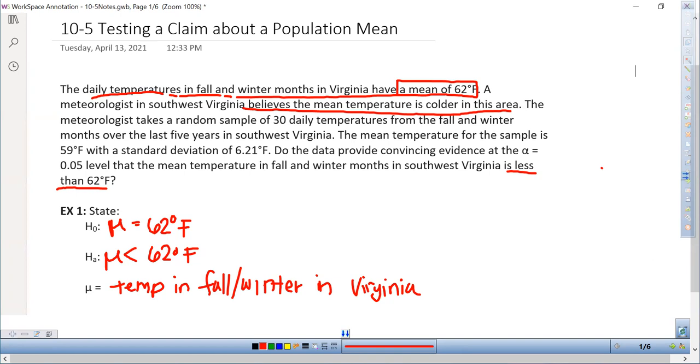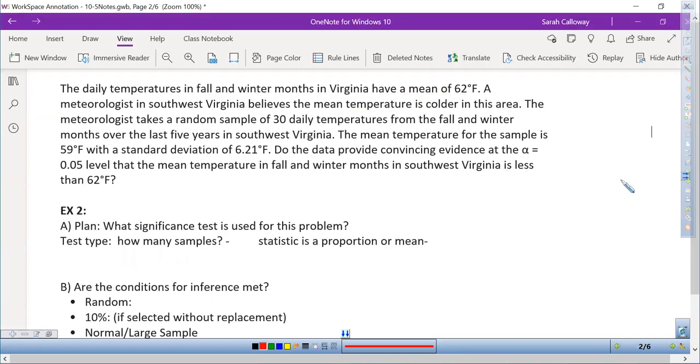So then what we want to do is identify our plan for the test. So given the same example, in order to see what kind of test we're going to use, we want to think about first, how many samples are in the problem? And then second, what type of statistic are we looking at?